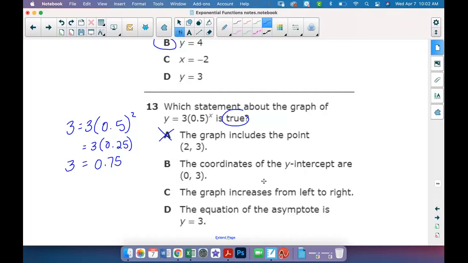Letter B. The coordinates of the y-intercept are 0 and 3. Well, we just learned that the y-intercept is the initial amount, right? This one right here. And that is correct. I saw some of you saying, yep, that's it.